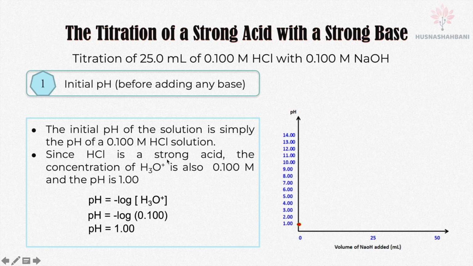Since HCl is a strong acid, the concentration of H3O+ is also 0.1 molar. It means all HCl is 100% dissociated to become H3O+ and Cl-. So the pH is equal to negative log of the H3O+ concentration. The concentration of HCl is equal to the concentration of H3O+ because it is 100% dissociated. So negative log 0.1, the pH is equal to 1. So first, put the point at 0 volume of NaOH, because before adding any base, there is 0 volume of NaOH, and the pH is at 1.